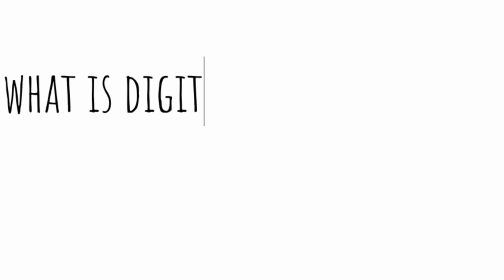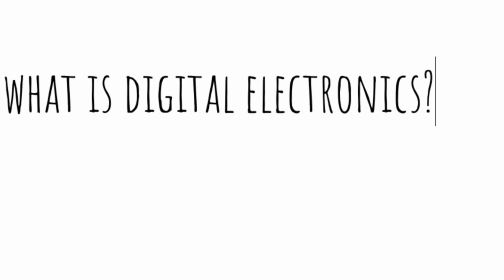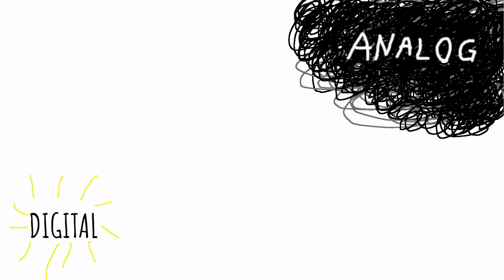Today we'll be answering the question, what are digital electronics? In the world of electronics, there are two categories. There is digital, and then there is analog, which is a dark evil cloud that wants to destroy everything. Okay, just kidding. Let's rewind a bit and focus on digital.